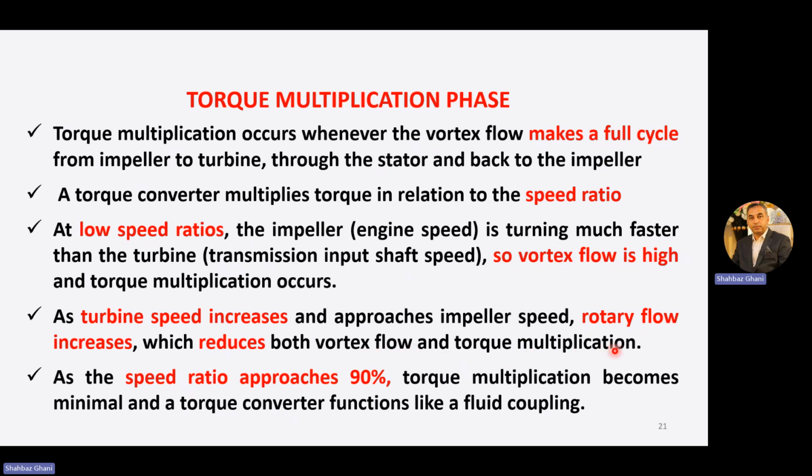As the speed ratio approaches 90%, meaning the engine is rotating at, let's suppose, 100 RPM and the turbine is rotating at 90 RPM, the torque multiplication becomes minimal and the torque converter functions just like a fluid coupling.